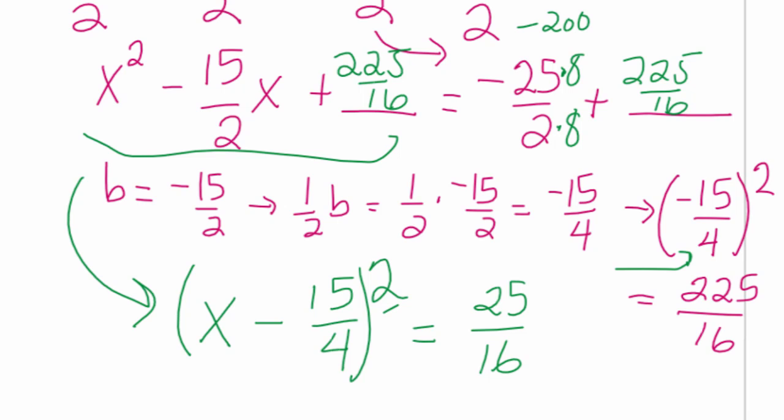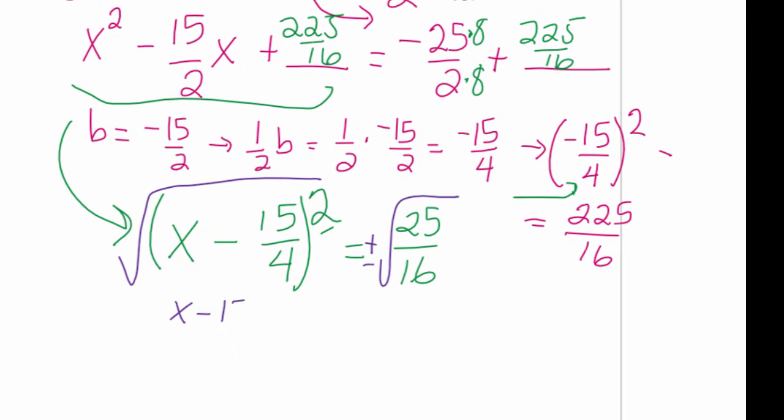Okay, now we're going to do our square root property. Square root, plus or minus over here, square root of this guy. So we get x minus 15 fourths equals, gonna split up this radical, plus or minus square root of 25 over square root of 16. So we got perfect squares. So they were kind to us at least, right? This is plus or minus 5 fourths.